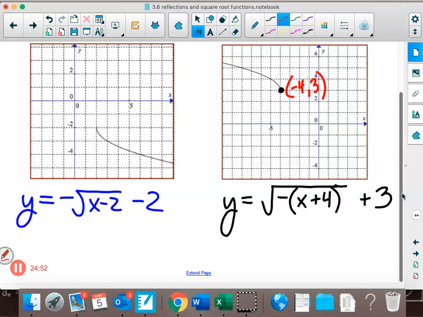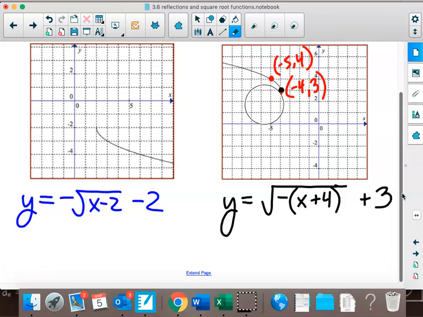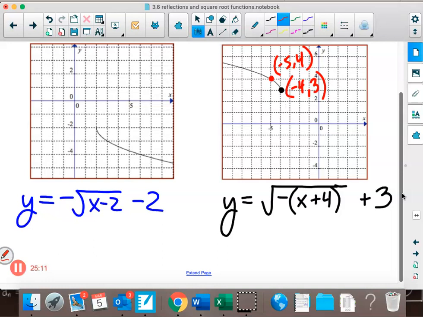If you're unsure, you could pick another point like -5, 4, because even if -4, 3 was right, we don't know that maybe it didn't go like that. So how do we know for sure? Plug in -5, 4. What's -5 plus 4? -1. What's the negative of -1? 1. What's the square root of 1? 1. What's 1 plus 3? 4. There we are. So you can always check your graph against your equation by plugging in a point or two.